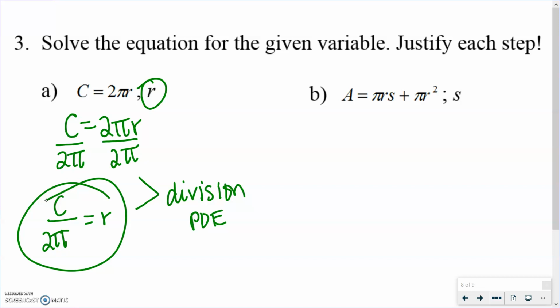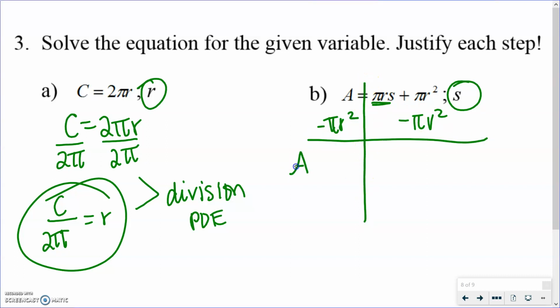Okay, we're going to solve this other one. It's surface area, and it's pi r s plus pi r squared. Okay, so we are going to solve it for s. So the first thing is we want to get this term with an s isolated. So we're going to subtract pi r squared from both sides. Okay, and then we get a minus pi r squared equals pi r s. We want to get s by itself, so we're going to divide by pi r.